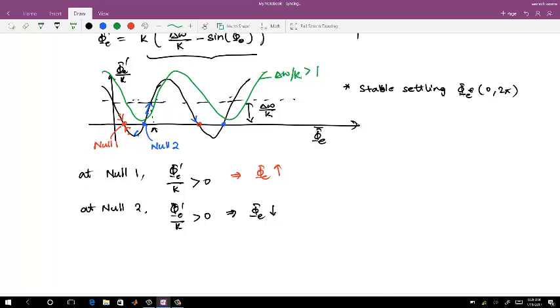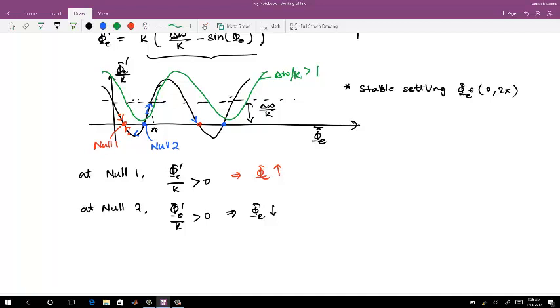In a steady state, let's say it is the red point, the red null. At that point, if you make any disturbance, since d phi e by dt is greater than 0, then phi increases and it comes back to the null. That's why it is a stable one. Whereas the blue one, if you somehow settle there, but any disturbance appears at that particular null, then you move away from that null and go and settle to the next one.